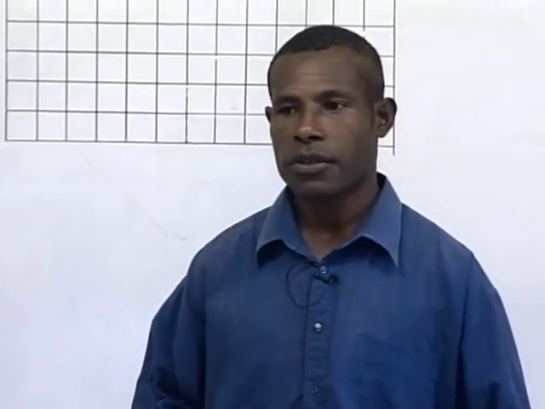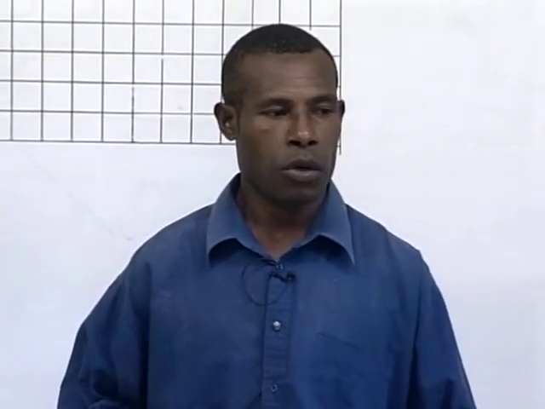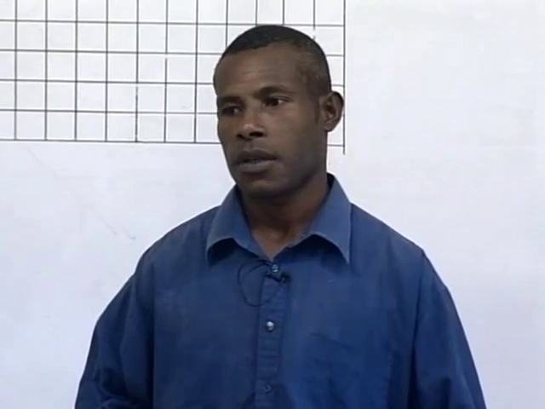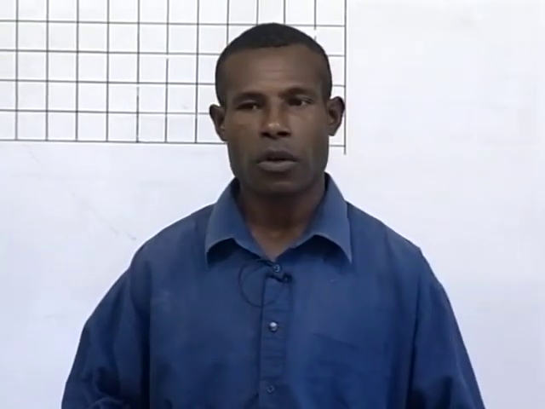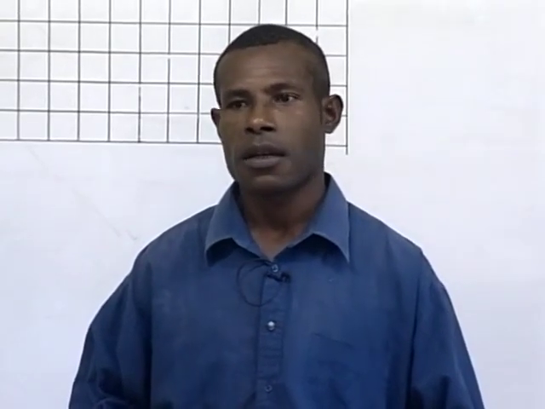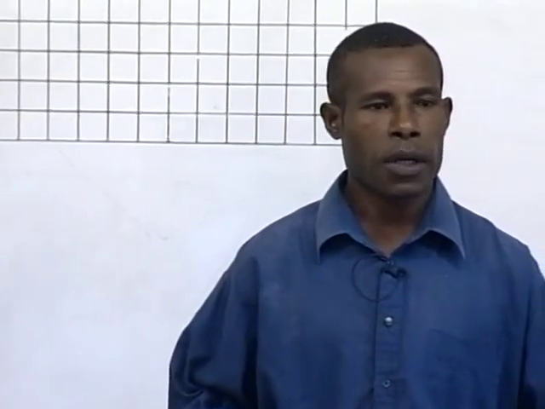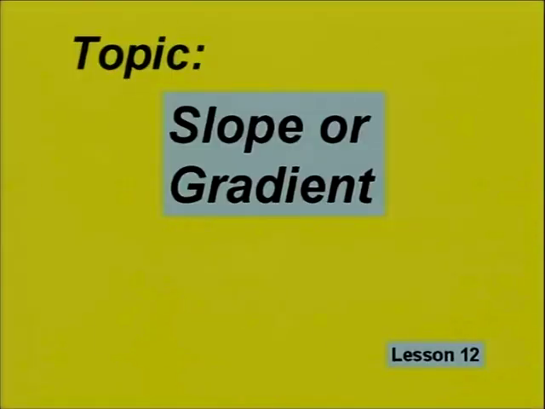Lesson 11, we went through the straight line graphs, and we have already looked at straight line graphs. And in this lesson, we'll be basically going through and looking at the slope or the gradient. Right. What is the slope or gradient of a graph? Marvin. All right. Pass it.